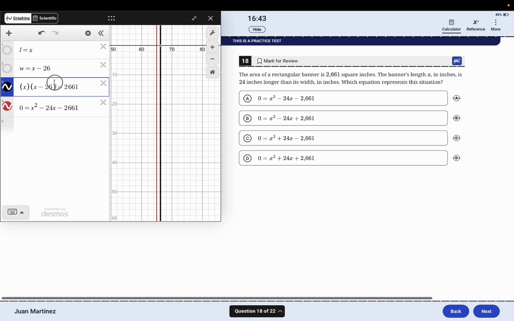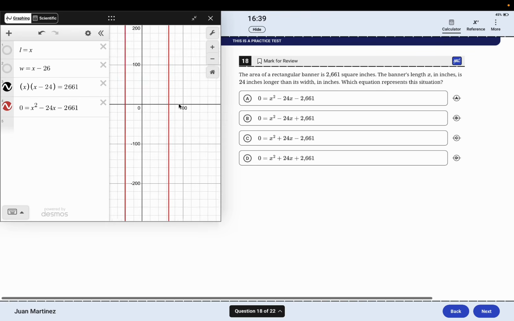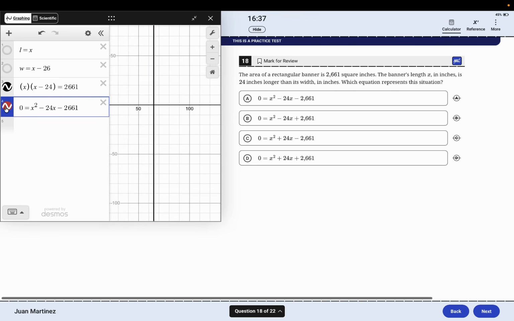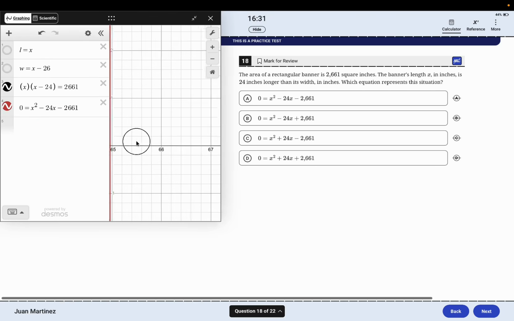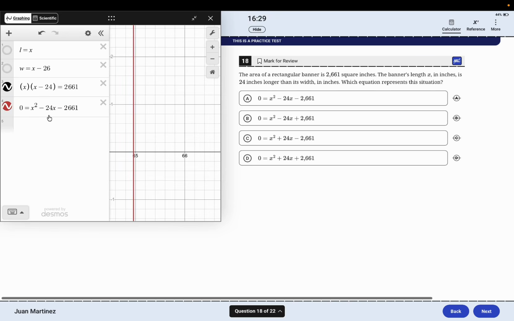Oh wait, I accidentally made this 26. That's why. So x minus 24 is this one. I think this one's it. I think C is it. Yeah, definitely. Yeah, it's C. So it's x squared minus 24 minus 2, 6, 6, 1. I accidentally made this 26 instead of 24. Move on.